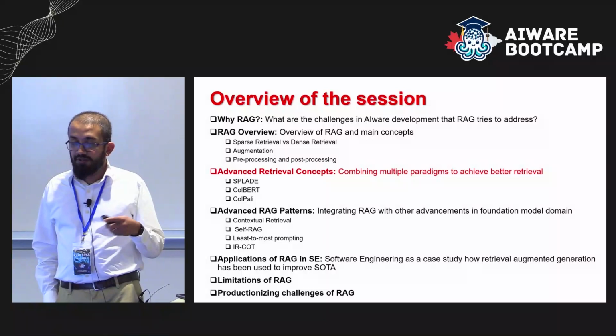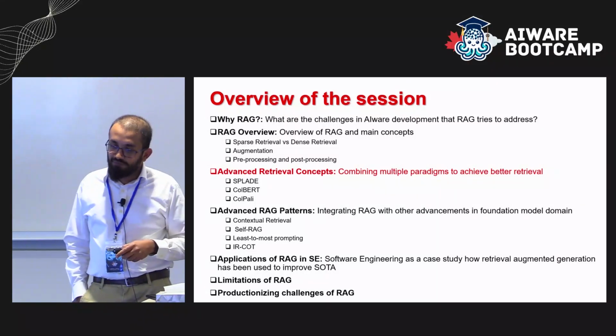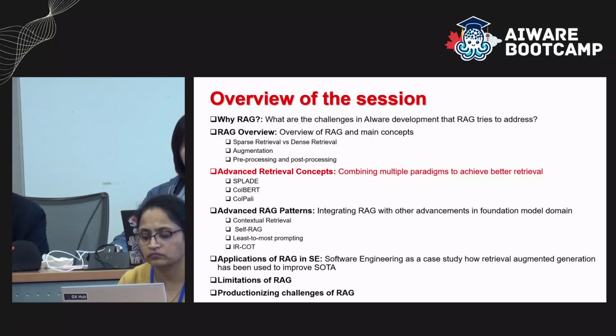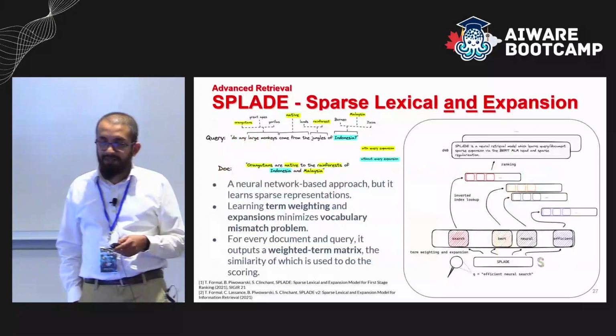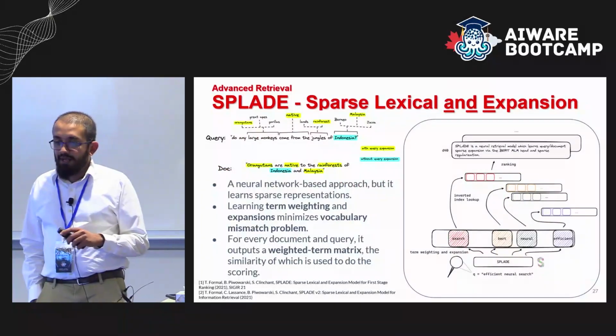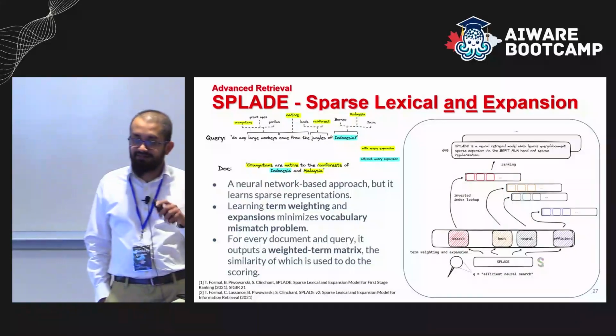So now we have completed the overview section. Now let's move on to the advanced retrieval concepts. This is because people figured out the basic retrieval may not work for certain scenarios, so they need some advanced techniques. Okay, so I'm going to talk about this technique called SPLADE, that is sparse, lexical, and expansion.